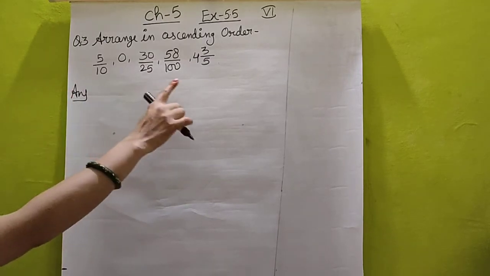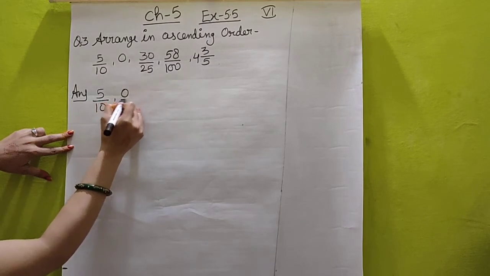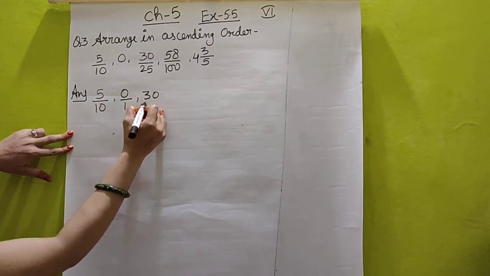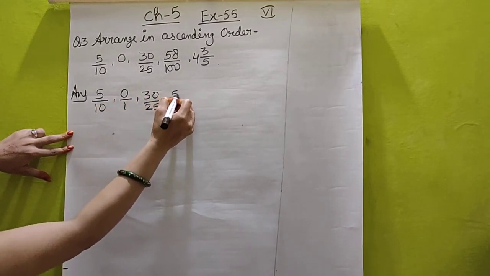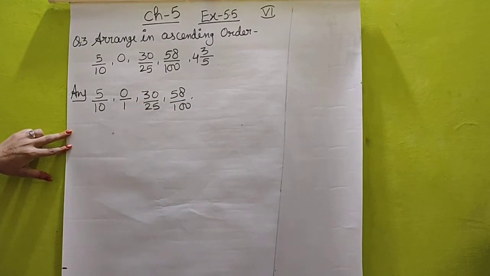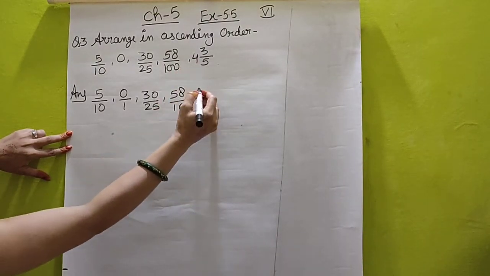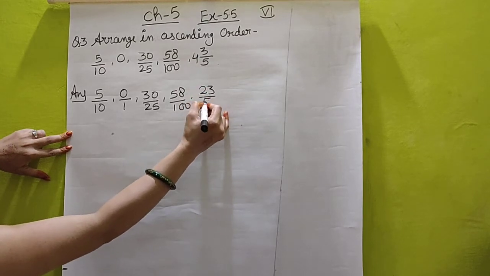Students, here first of all we will write them again. 5 upon 10, then 0 upon 1, 30 upon 25, 58 upon 100, then last one is in the mixed fraction. So first we will convert into improper fraction. 5 fours are 20, 20 plus 3, 23 upon 5.